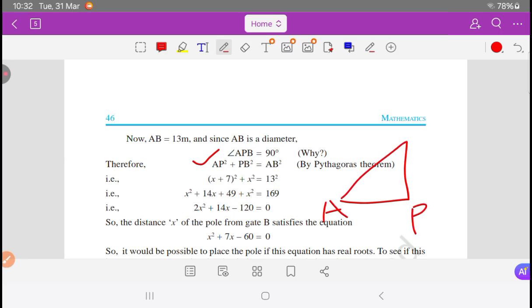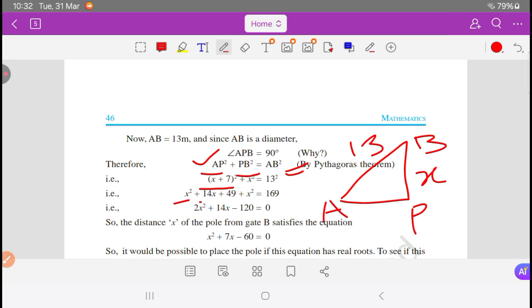A, P, B, 13. So AP square plus PB square equals AB square. AP means (x plus 7) whole square, BP means x square, and AB means 13 square. Now simplify. (x plus 7) whole square follows the (a plus b) whole square formula.